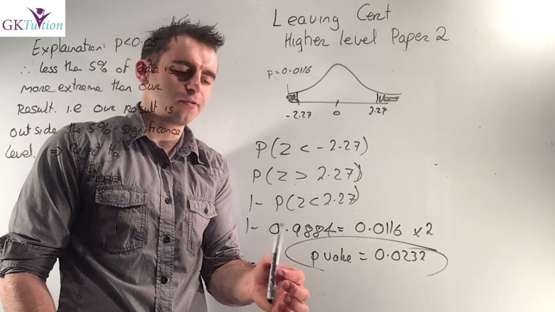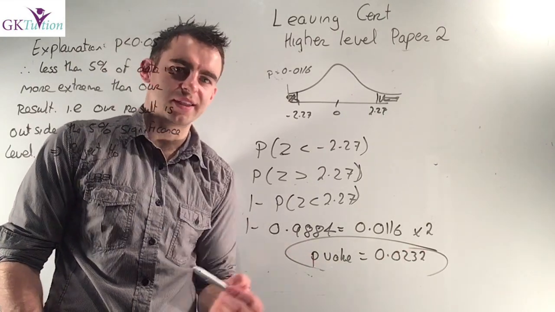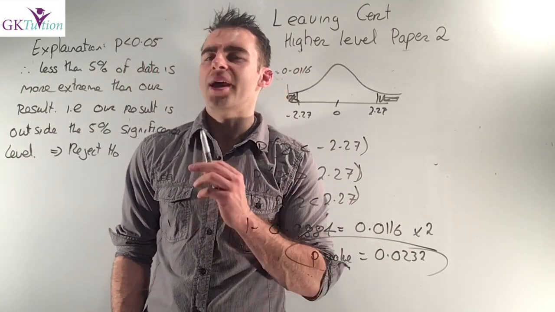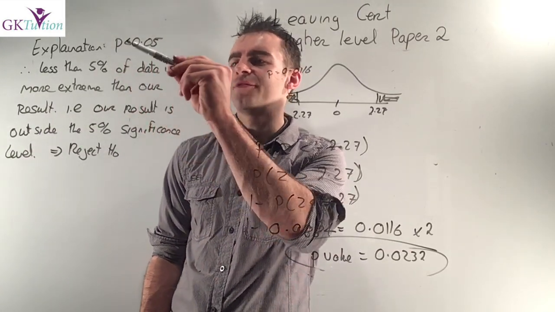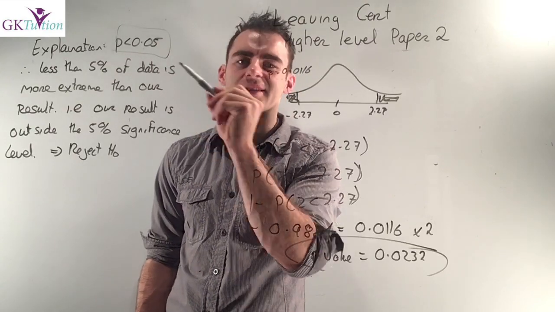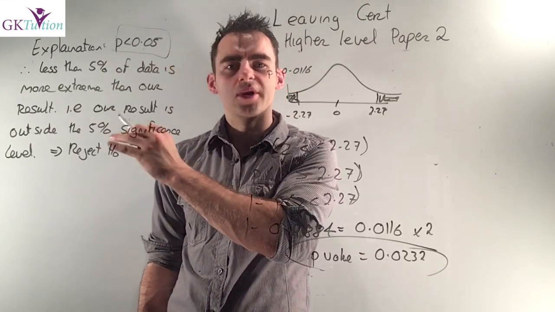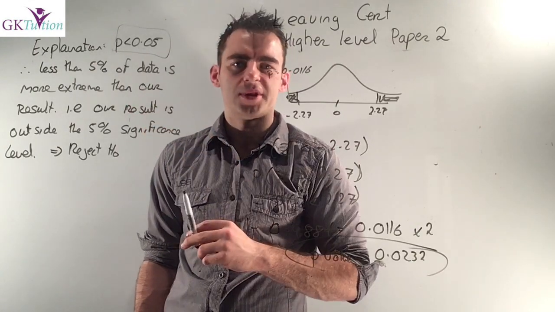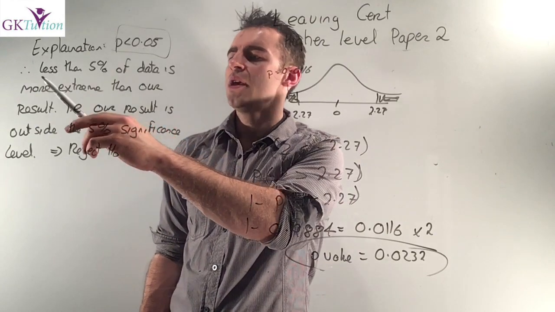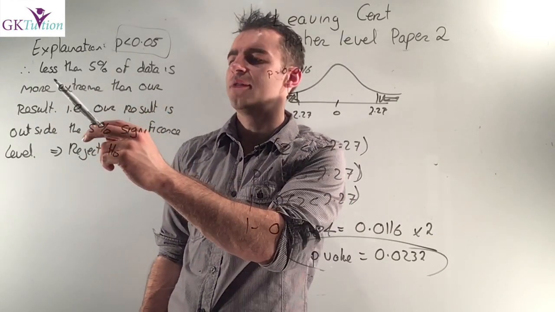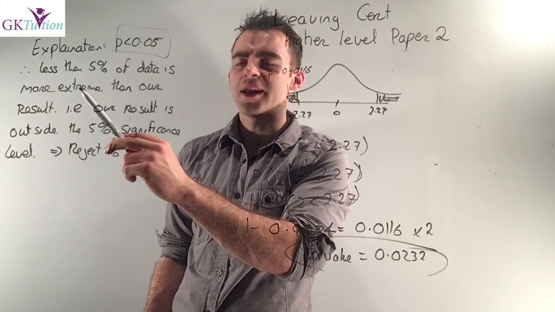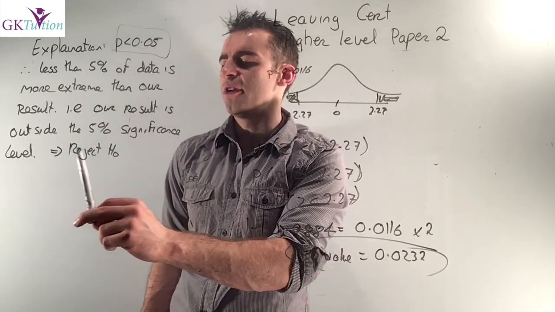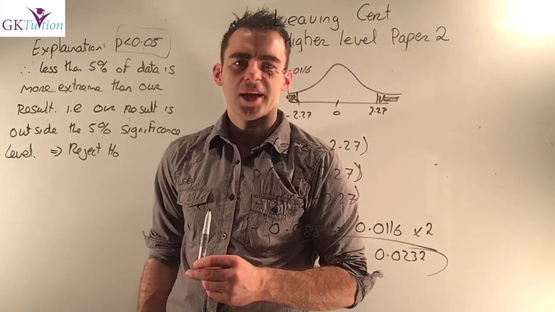I want you to be aware, if they ask you for critical region or critical value, it's the same thing. Once you've got your p-value, I have my explanation here. You have to refer to the fact that p is less than 0.05, or you would do the opposite and refer to the fact that it's greater than 0.05, but you have to refer to the 5%. So because it's less than 0.05, I can say that less than 5% of the data is more extreme than our result. I.e., our result is outside the 5% significance level, so we're going to reject H0.